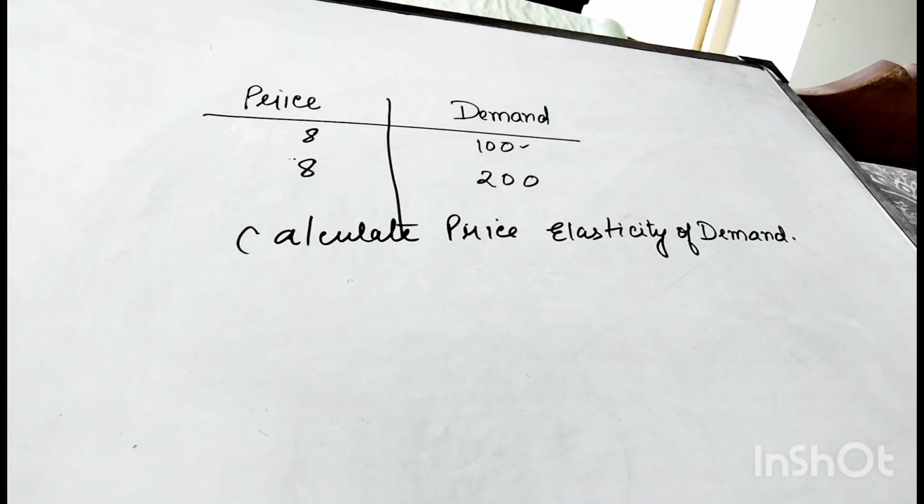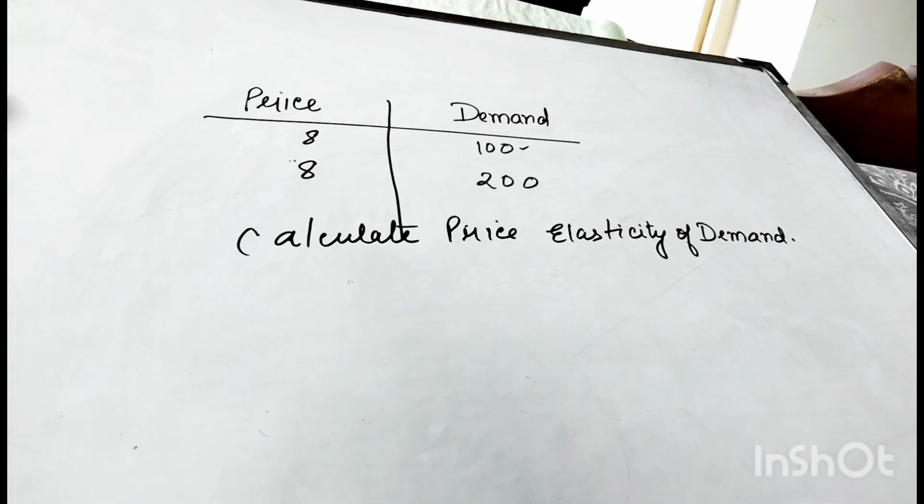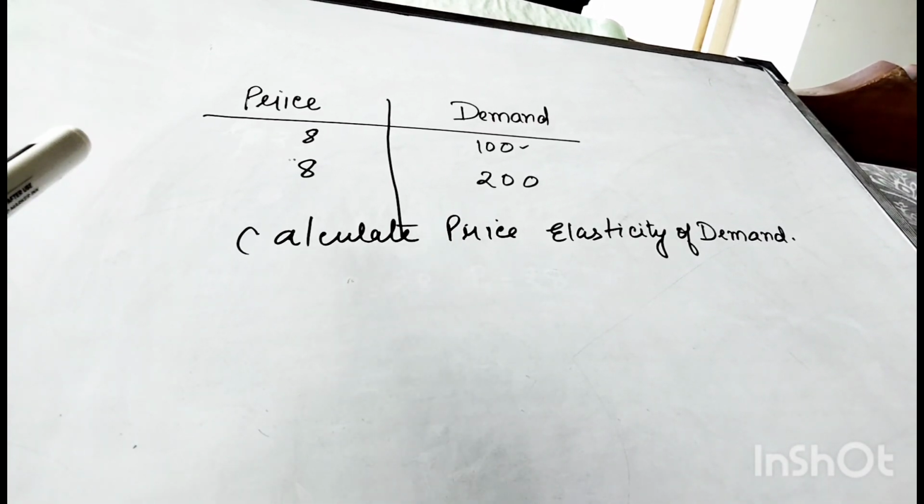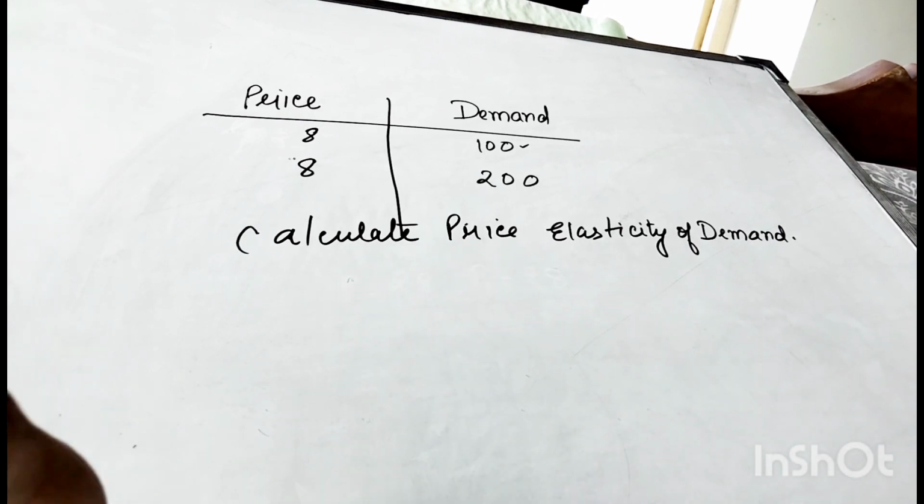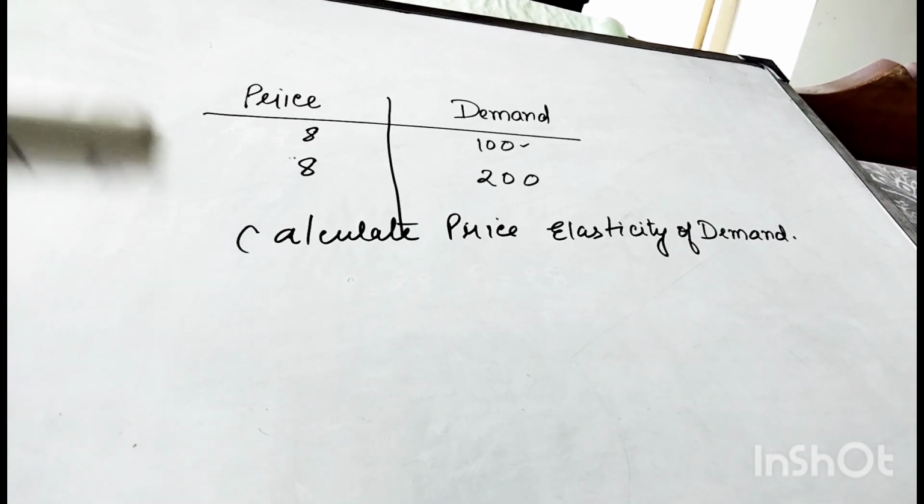So this is the question. What is the question? Your price and demand is given. Your old price was 8, your new price is also 8. When your price was 8, your quantity demanded was 100. When your new price is 8, your quantity demanded is 200.